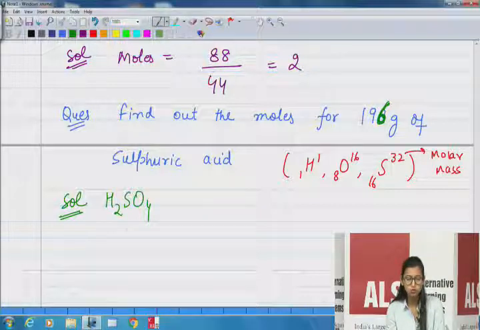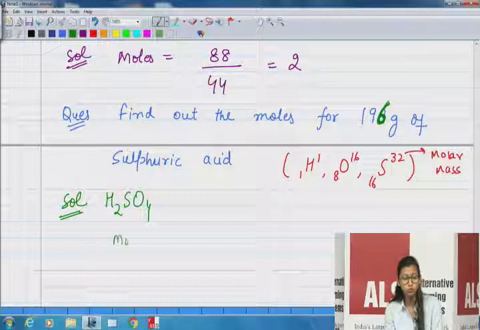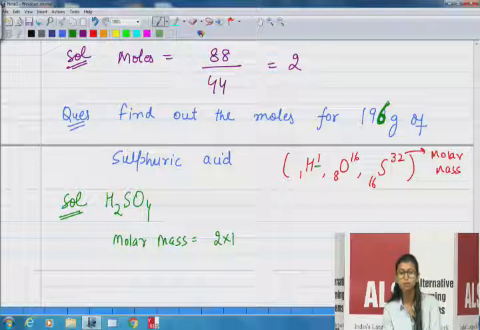So, H2SO4 is there. First of all, we have to find the molar mass, okay. That is why again and again I am saying remember the masses, right. So, 2 into 1, one hydrogen has the mass of 1H1, I have given it also in the question. So 2 hydrogens will be 2 into 1, plus sulfur is 32, plus 4 into 16, because 4 oxygen atoms are there.